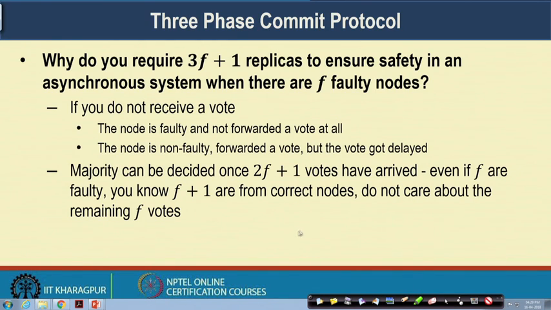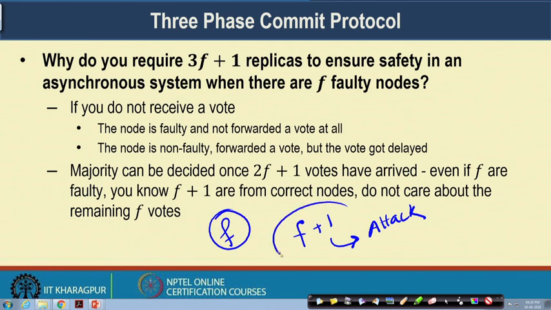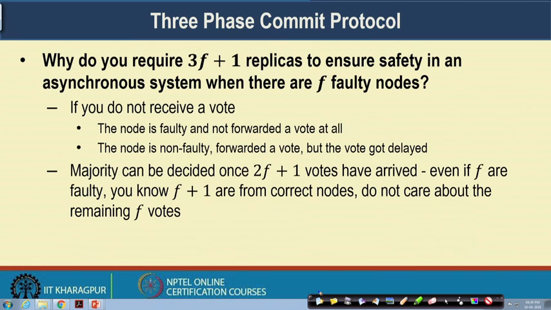To say it in other words, if you are getting f plus 1 votes, and all of them are for attack, you know that out of these f plus 1 votes, f votes can be faulty. Even if f of these attack votes are coming from the malicious or Byzantine nodes, and you are not able to predict what the Byzantine nodes are going to say, there is at least one node in favor of attack, and it is a non-faulty node. If it is the vote of a non-faulty node, then all the non-faulty nodes in the system are going to vote for attack. So, you can correctly decide that attack is your final consensus value. That is why we require 3f plus 1 replicas to tolerate f faulty nodes.